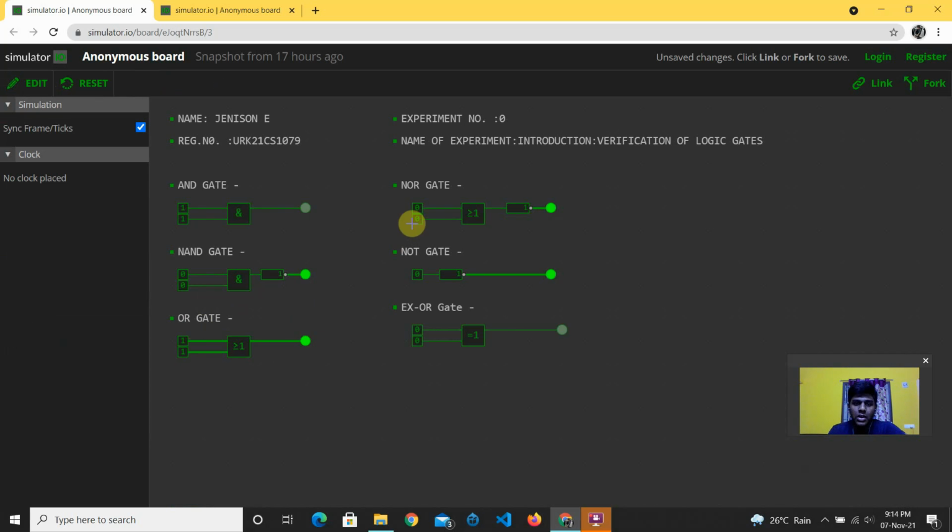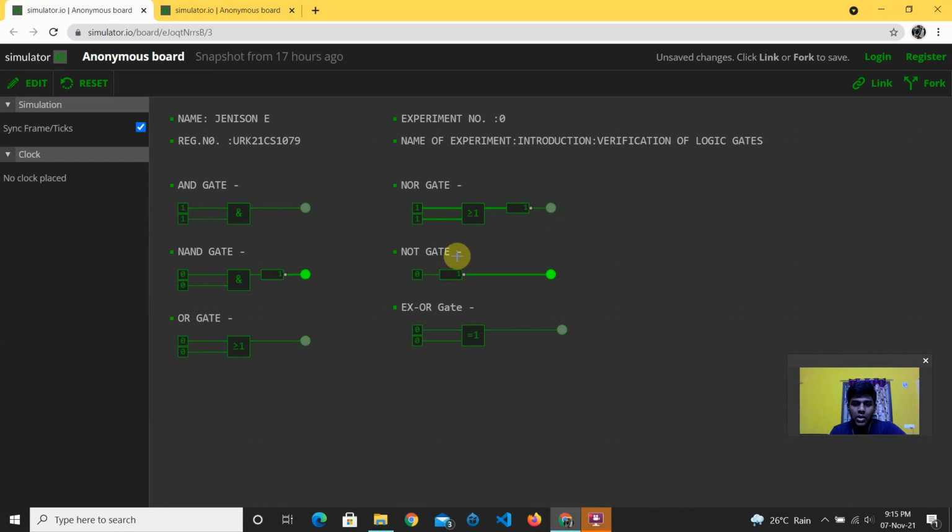So next we have NOR gate. NOR gate can also be called as not OR gate. So it has two inputs and a single output. So when we run this, we'll be getting the truth table for NOR gate. 0 0 is 1, 1 0 is 0, 0 1 will be 0, and 1 1 will be also 0. So the truth table for NOR gate will be 0 0 1, 0 1 0, 1 0 0, 1 1 0. When both the inputs are 0, the output is high.